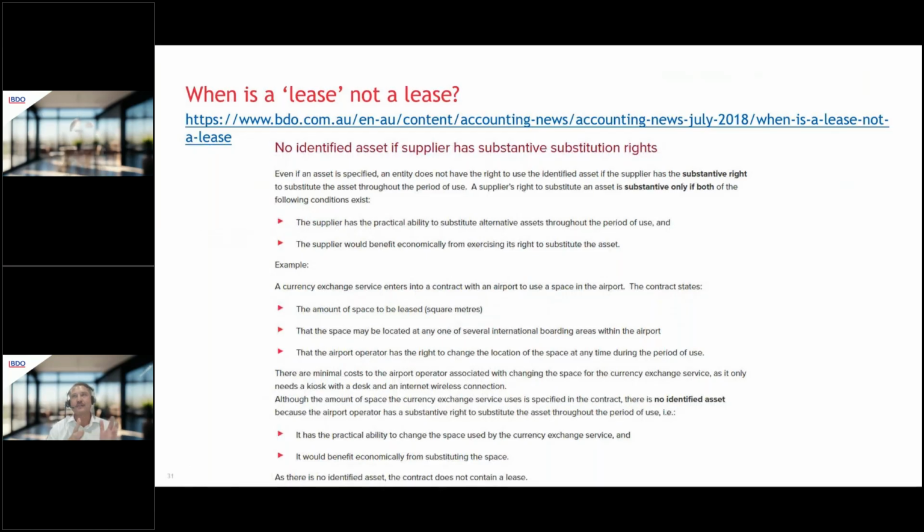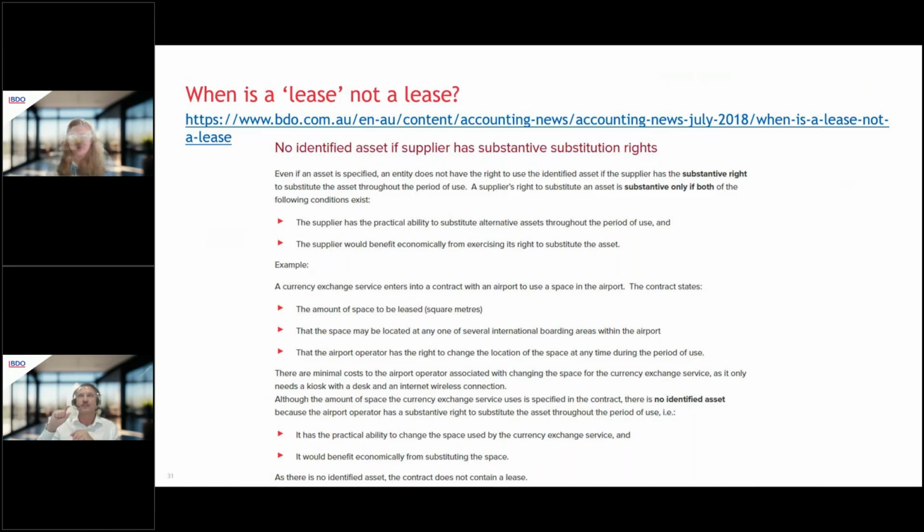So even if you have an asset that is specified, this is actually dealing with the first of the 3 criteria we mentioned. So do you have an identified asset? So it's the very first question. There's a lot of literature around this in the guidance. There's a lot of literature in the standards. There's a lot of literature also in the interpretations on how to interpret this.